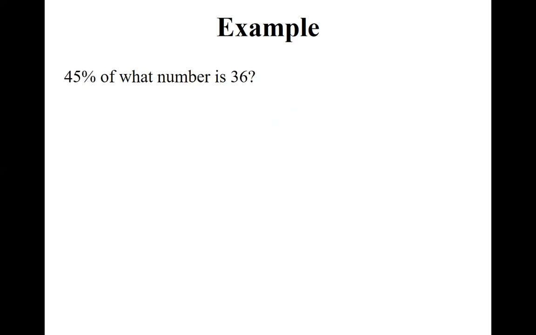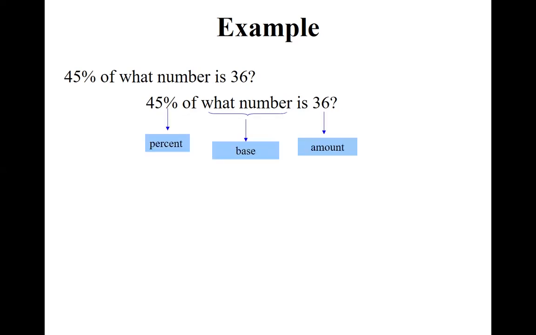45% of what number is 36? You can use the equation 45% times n equals 36, or you could use the proportion. 45%, so 45 over 100 on one side, of what number? So the bottom of the left is the unknown, is 36. 36 is what's left over. That's the amount. That's the upper left.